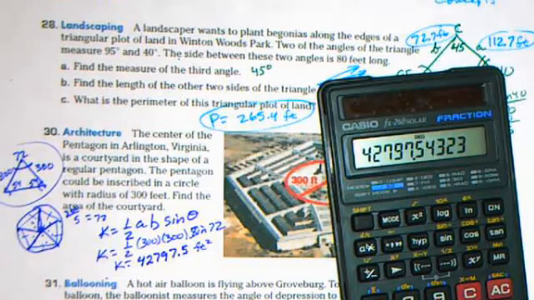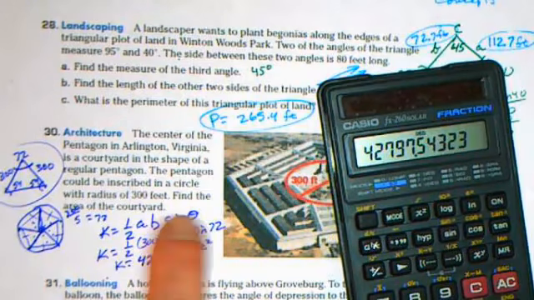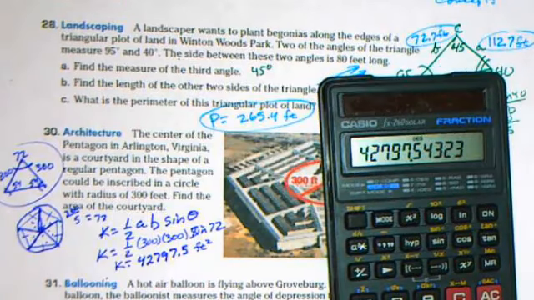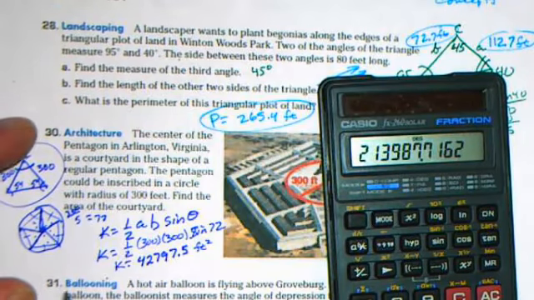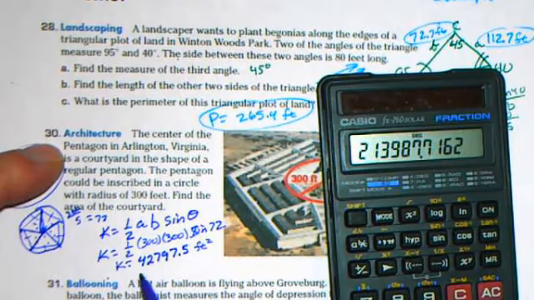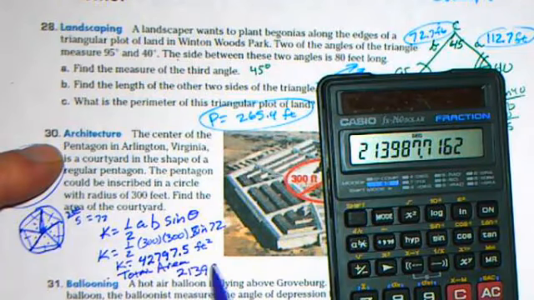If we want to know what the inside area of the courtyard is, we need to multiply that by 5. So times 5 equals, and we get 213,987.7. So the total area is 213,988 feet squared.